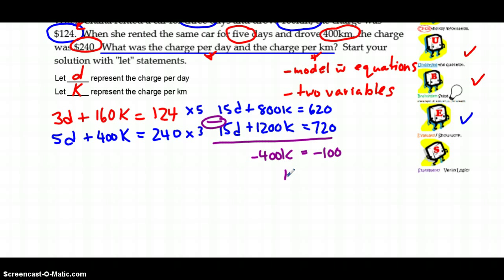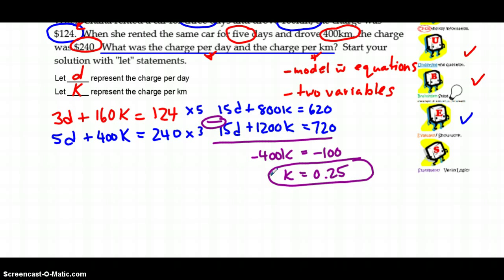So continue on solving, divide out by negative 400 on both sides. And in this context, we do get a fraction reduced to lowest terms, you'd have a quarter. But because we're talking about money and the charge per kilometer, I'm going to write that as a decimal number. So the cost per kilometer here, that first piece, K equals 0.25.